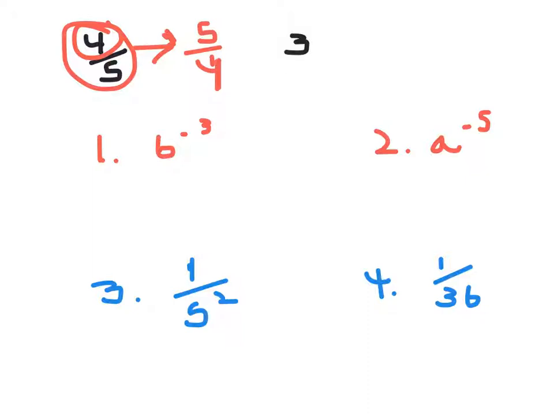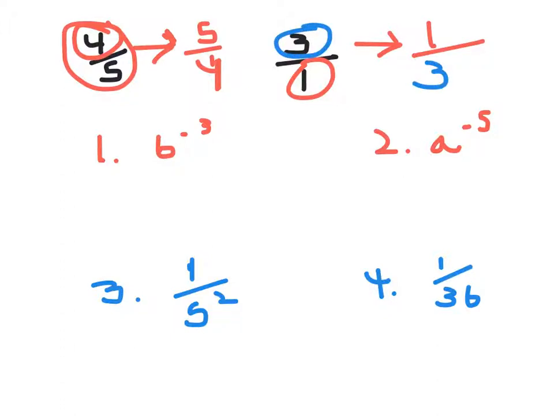Now say we have just the whole number 3, or 3/1, and you're asked to find the reciprocal of that. It's the same concept: your denominator becomes your numerator, and your numerator becomes your denominator. That's basically the idea behind a reciprocal.